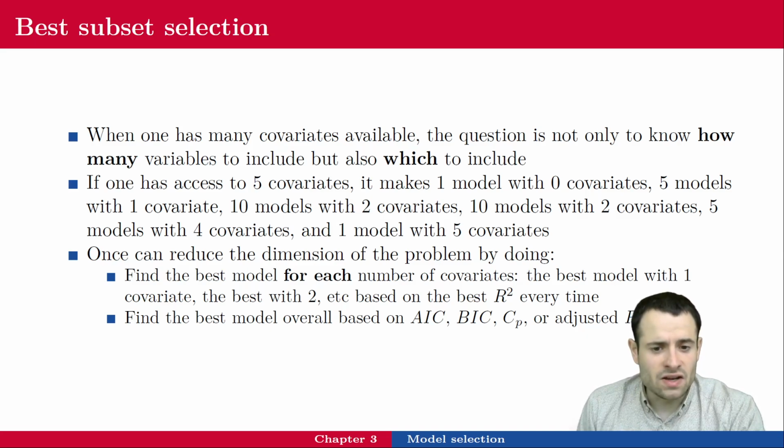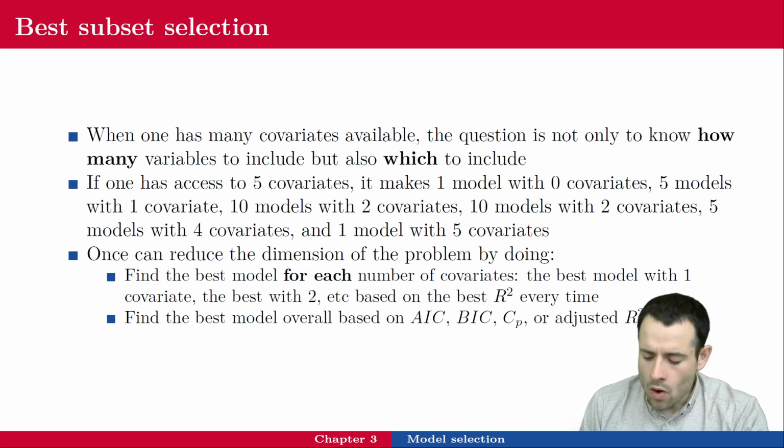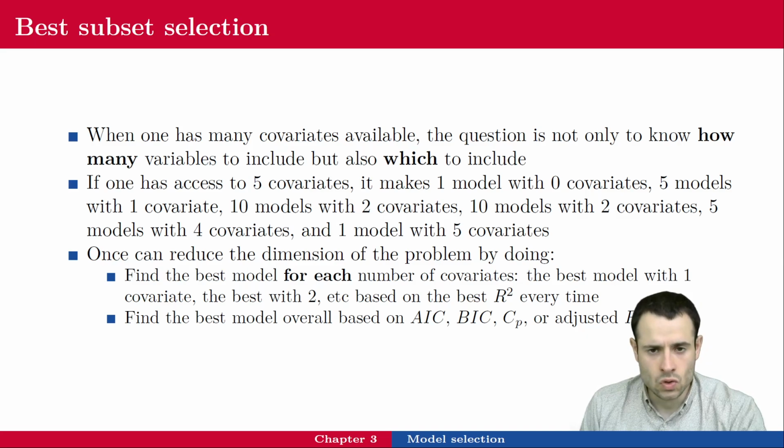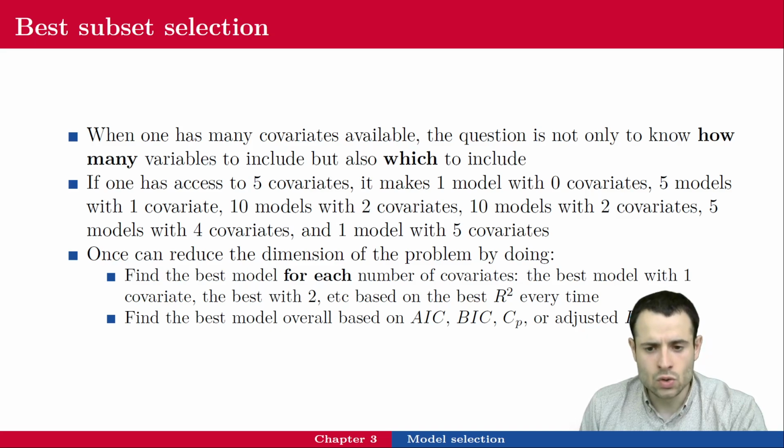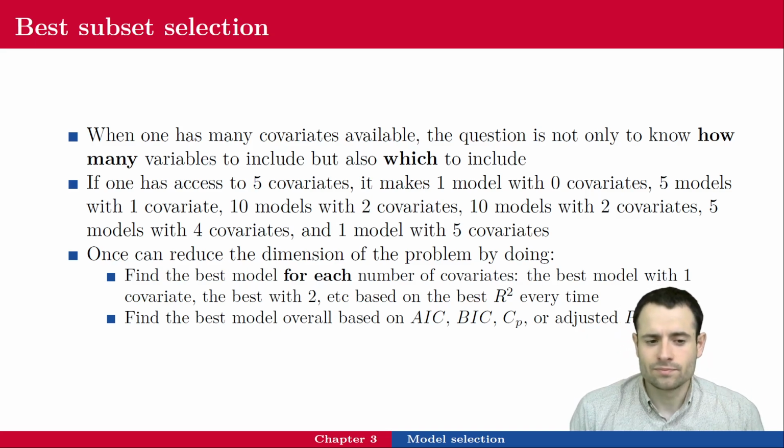So the first step consists in finding the best combination for each number of covariates. Best combination when I use 1 covariate. Best combination when I use 2 covariates. Best combination when I use 3, and so on. The second step consists in, among all of these best combinations of 2 versus 3 versus 4 versus 5 variables, choosing the best number of variables based on another criterion than R-squared, because remember, the R-square will always select the model with more variables.